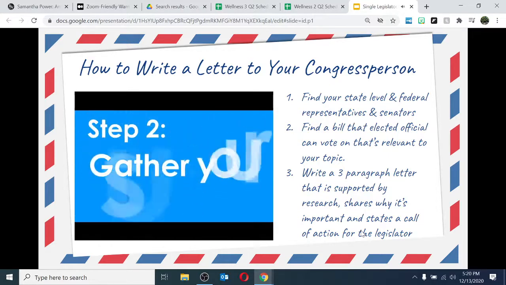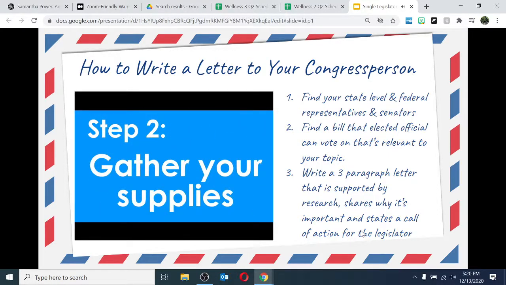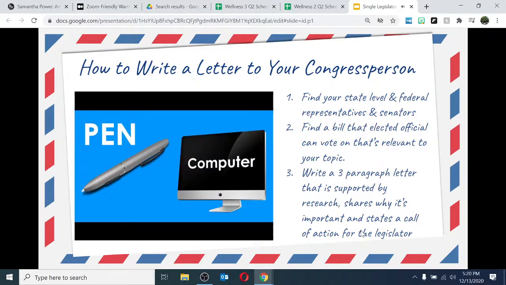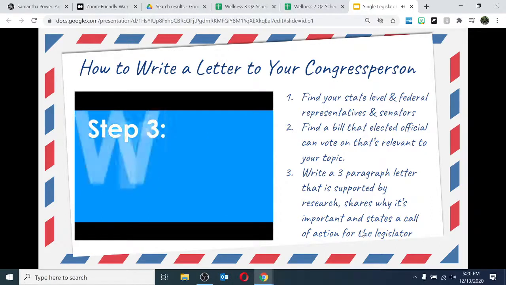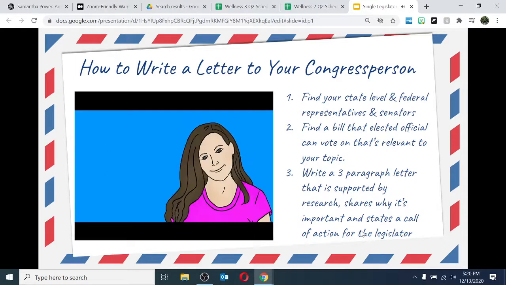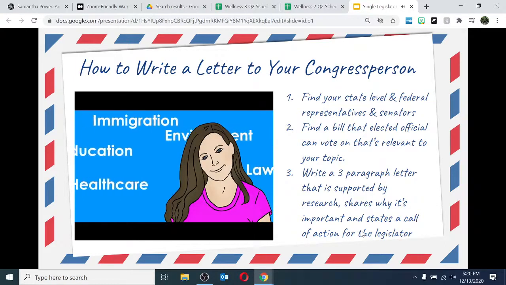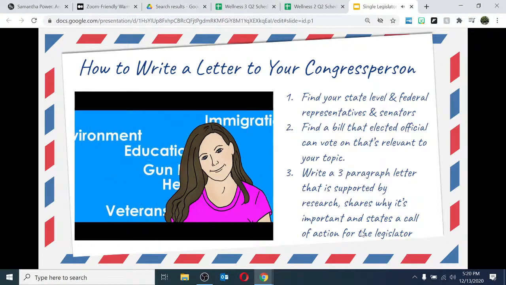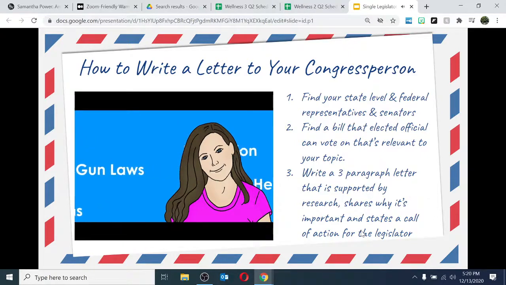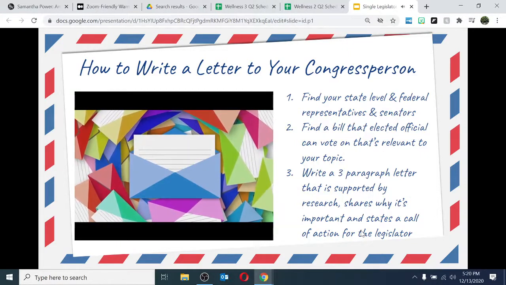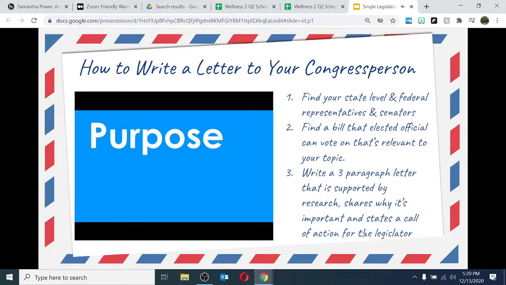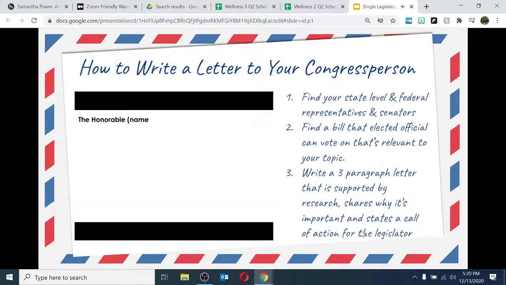Step 2. Gather your supplies. You'll need a pen and paper or a computer to write your letter. Step 3. Write your letter. You may have a large number of issues that you care deeply about, but when you draft your letter, choose just one. You can write more than one letter, but make sure each letter has a specific purpose and topic. At the top of your letter, write the full address of your congressperson.